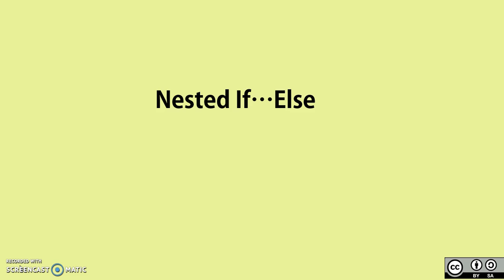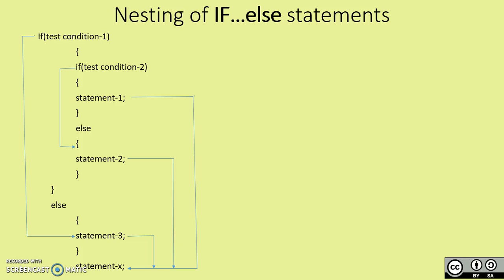Next, we will see nested if else statements. When a series of decisions are involved, we may have to use more than one if else statement in nested form. The logic of execution is shown here. If condition 1 is false, statement 3 will be executed. Otherwise, it continues to perform the second test. If condition 2 is true, statement 1 will be evaluated. Otherwise, statement 2 will be evaluated. And then the control is transferred to the next statement.